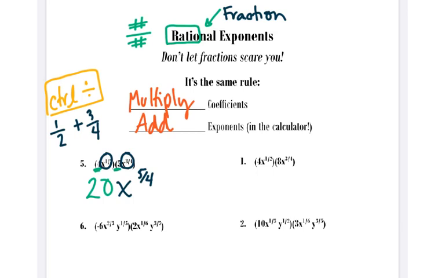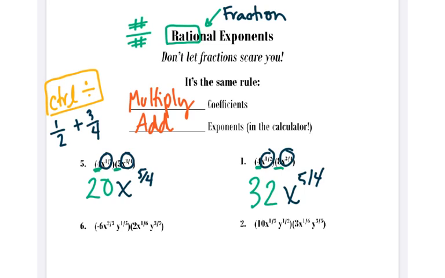So now we'll do the same thing with number 1. So in number 1, multiply those big numbers. 8 times 4 is 32. Add your exponents. 1/2 plus 3/4 is 5/4. Easy, same rules, don't let it scare you.